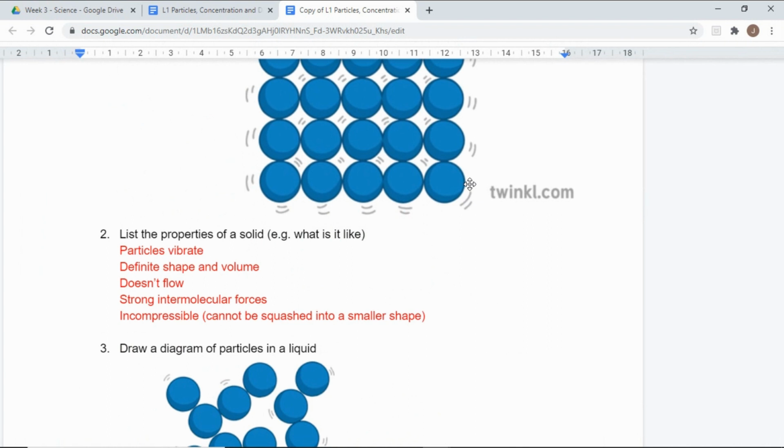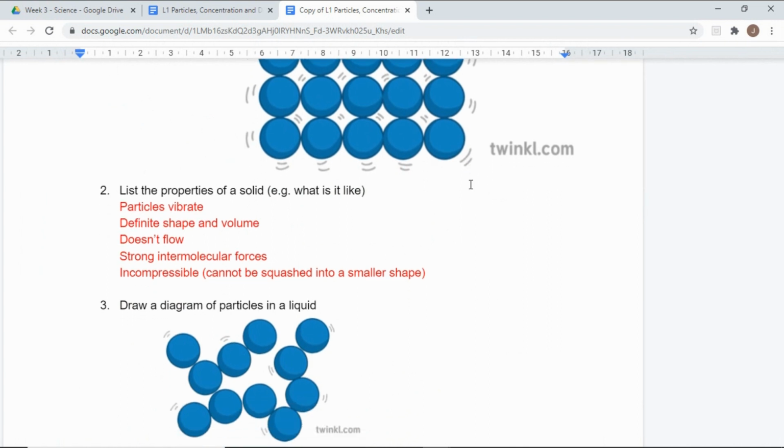In terms of properties of a solid, the particles don't move, they only vibrate. They have a definite shape and volume. They don't flow because the particles can only vibrate, they can't move. They've got strong intermolecular forces. That's what stops the particles from separating and moving around. And they are incompressible. They can't be squashed into a smaller shape because they're already touching each other. They can't get any closer together.